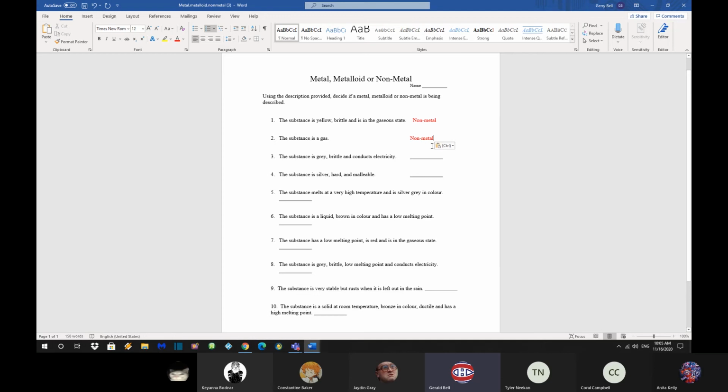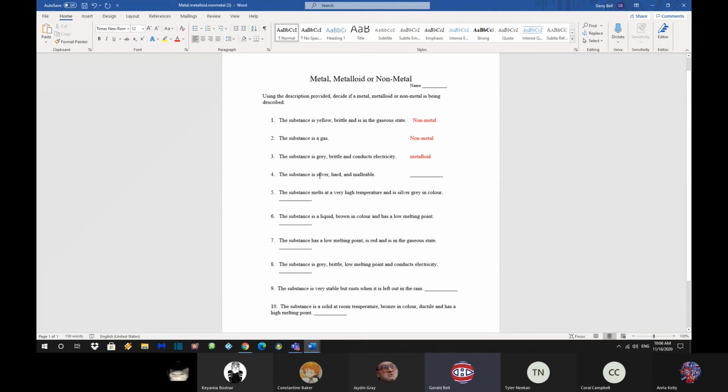They are gases. The substance is gray, brittle, and conducts electricity. Okay, this one could be tricky. So it's gray, so you think it's a metal. It's brittle, so you think it's a non-metal. Conducts electricity, so you think it's a metal. So it has to be a metalloid. Metalloid. Again, it's a mixture of the properties, right? It's got some that are metal properties and some that are non-metal properties, so it has to be a metalloid.